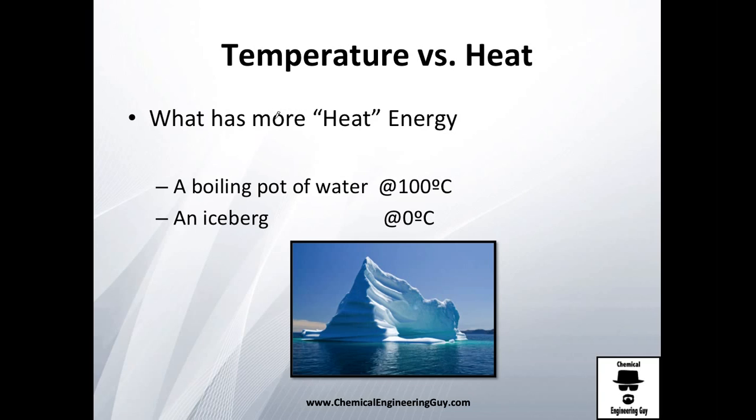So let me give you a little intro. What has more heat energy? A boiling pot of water at 100 Celsius, which let's say is probably 1 kilogram of water, or an iceberg at 0 Celsius, but you know it's probably, I don't know, 100 tons. Just think about it, guys. What has more heat energy?